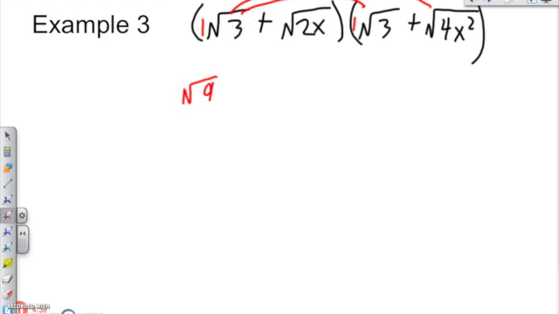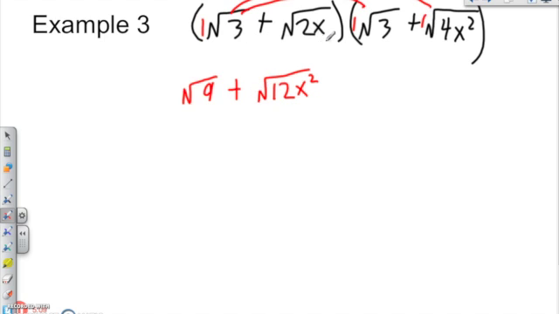Alright, now I need to do the square root of 3 times the square root of 4x squared. Just like when we were dealing with a binomial times a binomial with polynomials, I'm going to add whatever I get from this term to what I get when I multiply all the previous terms. So I'm taking the square root of 3 times the square root of 4x squared. 3 times 4 is going to give me 12, and I just have the x squared. Again, the coefficient is 1 times 1, so I don't need anything out front there.